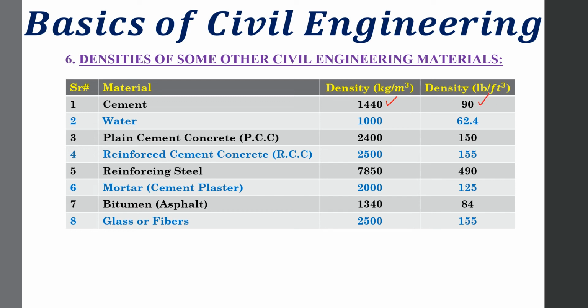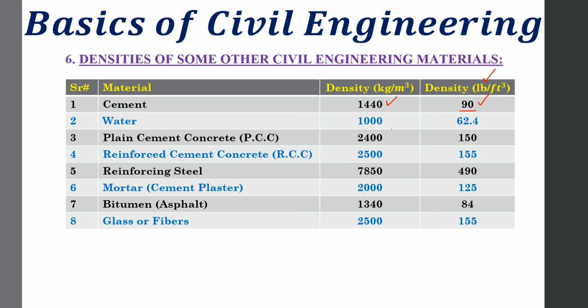See, this is 90 lb per foot cube. This is not kg per foot cube. In the last slide, I told you in kg per foot cube, and this is in lb per foot cube. So in lb per foot cube, the density of cement is 90, and in kg per meter cube, the density of cement is 1440 kg per meter cube.